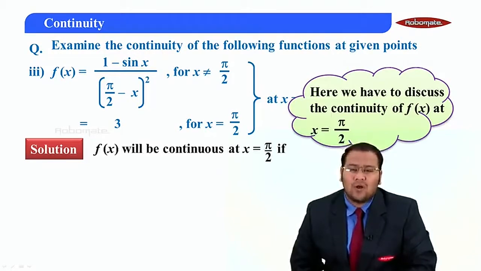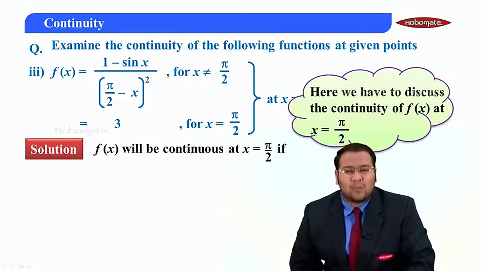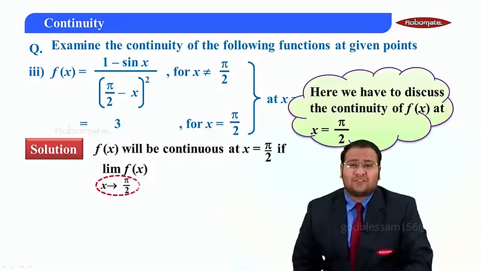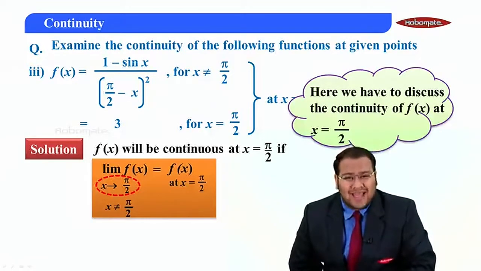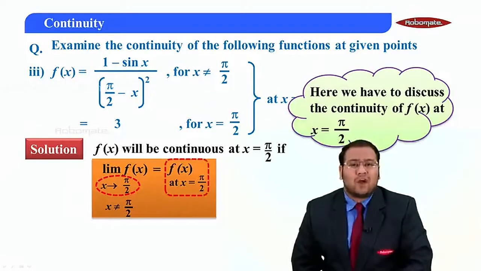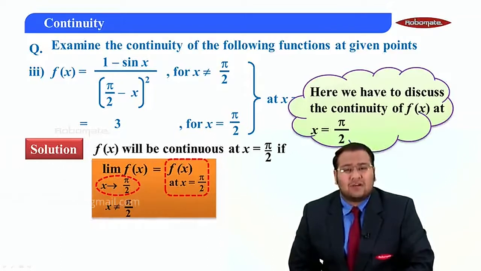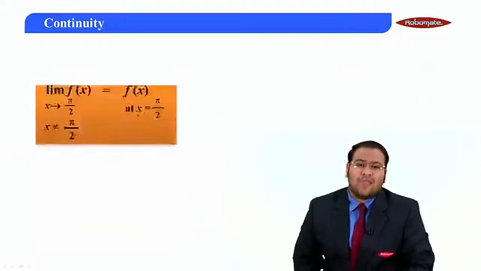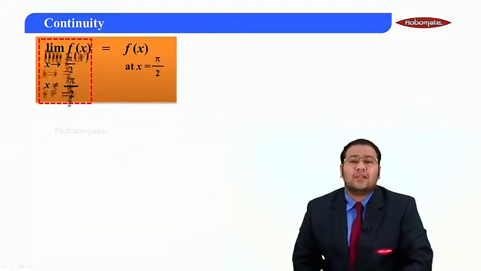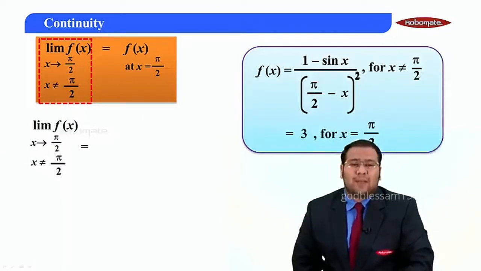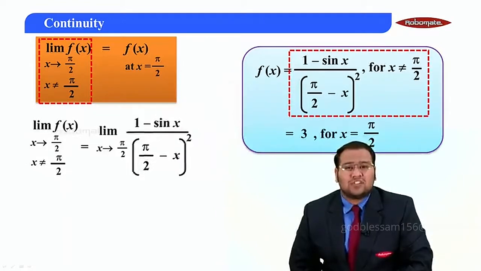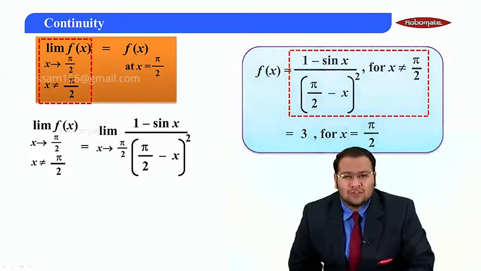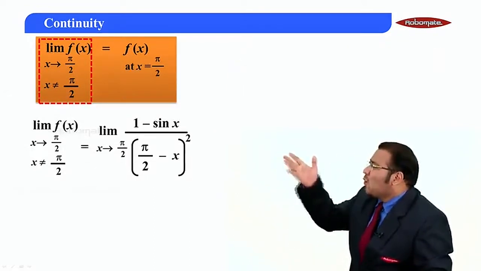As you all already know now, f of x will be continuous at x equal to pi by 2 if and only if limit x tending towards pi by 2 f of x should be equal to f of x at x equal to pi by 2. But from the question, f of x at x equal to pi by 2 is already nothing but 3. So solving for the left hand side, that is limit f of x when x is tending towards pi by 2, the equation which we have from the question is 1 minus sin x upon pi by 2 minus x the whole square. Students, as soon as you see this equation, what do you remember?